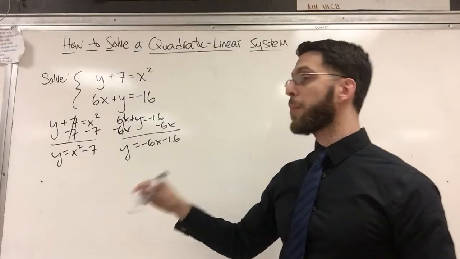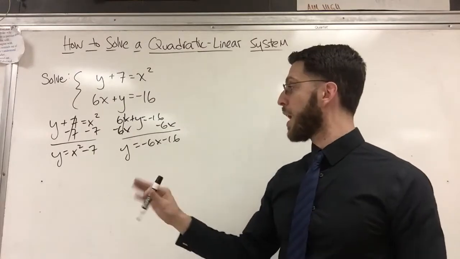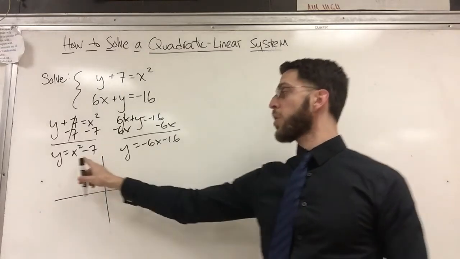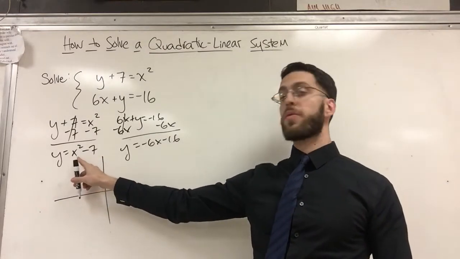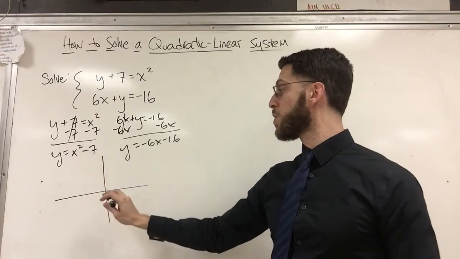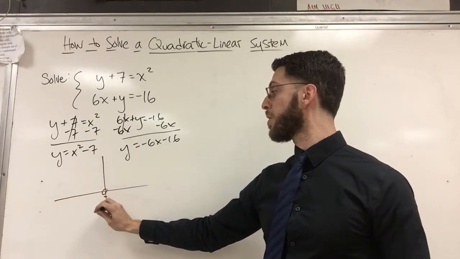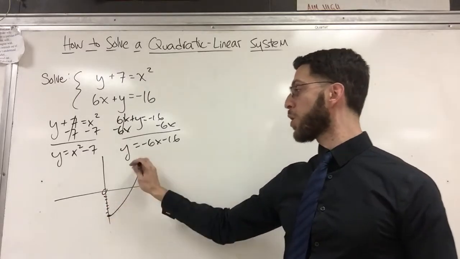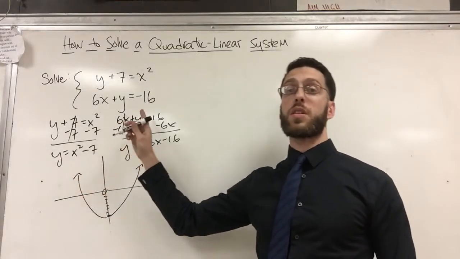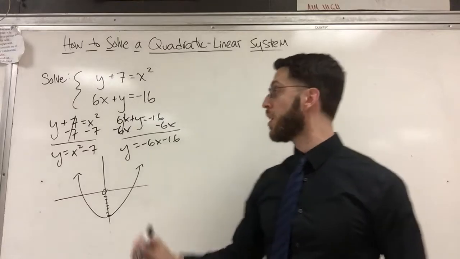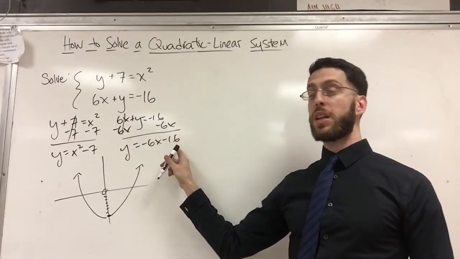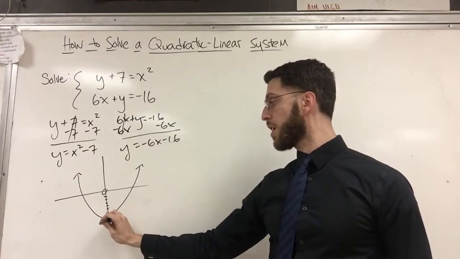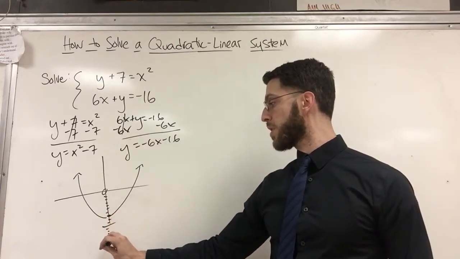So I'm going to just guesstimate because I learned some things already about graphing. I know that this is a parabola, and I know my vertex is 0, negative 7. So 1, 2, 3, 4, 5, 6, 7 right here, and the parabola is going to open up. I'm just doing a quick sketch because this video is going to teach you algebraically, not graphically. And then this one is a straight line that starts at negative 16. So if this was 7, 8, 9, 10, 11, 12, 13, 14, 15, 16 is here.